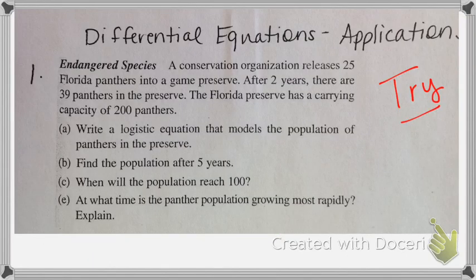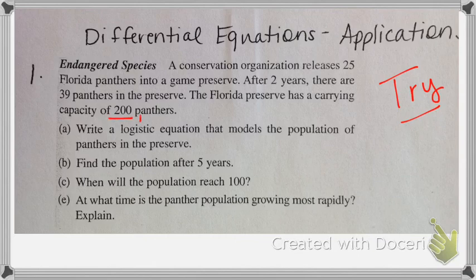Alright, here's your try problem, and it's just one word problem, but I'm going to get you started with it a little bit. We're talking about panthers. We're not talking about rumors. This is the Florida Panthers. A conservation organization releases 25 Florida panthers into a game preserve. After 2 years, there are 39 panthers in the preserve. The Florida Preserve has a carrying capacity of 200.